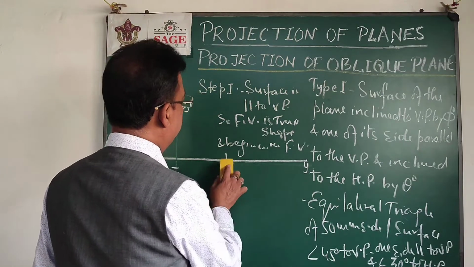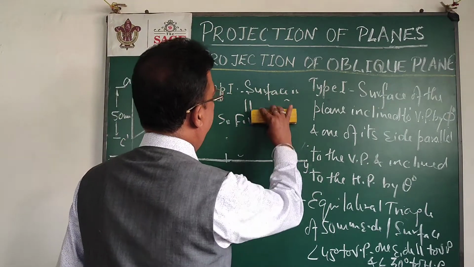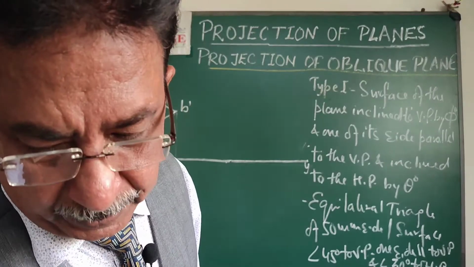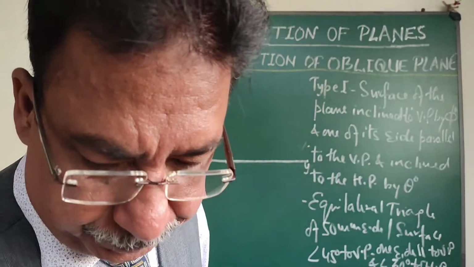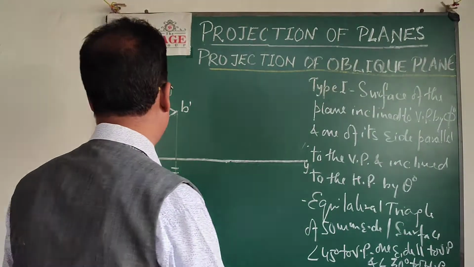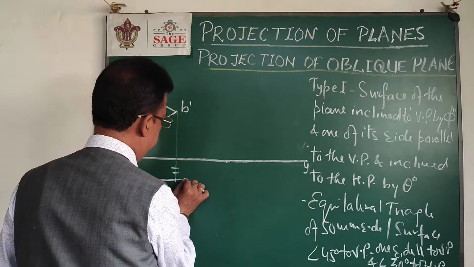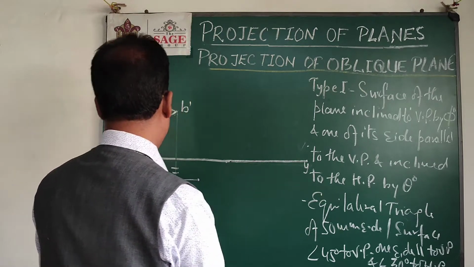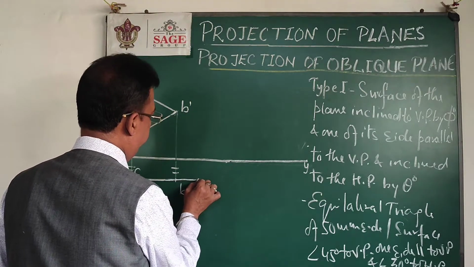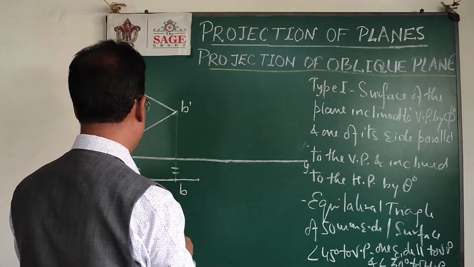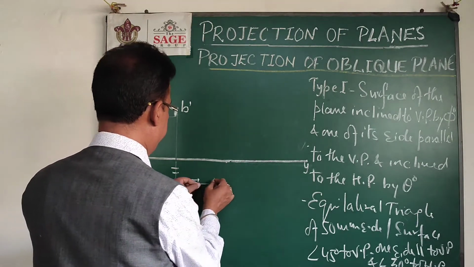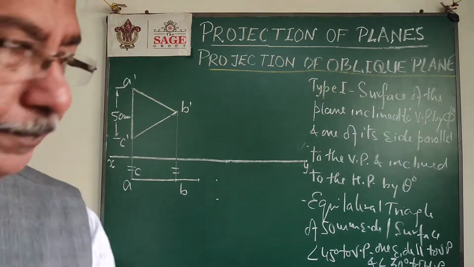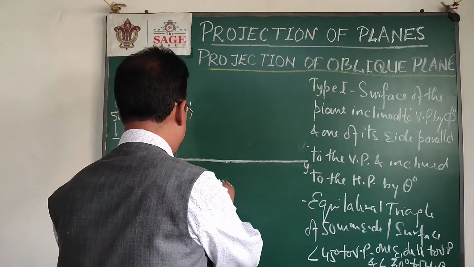What I am going to do in the second step is make the surface of the plane inclined to VP by this 45 degree angle, keeping it perpendicular to HP. So I will rotate this by 45 degree. So this will rotate like this.